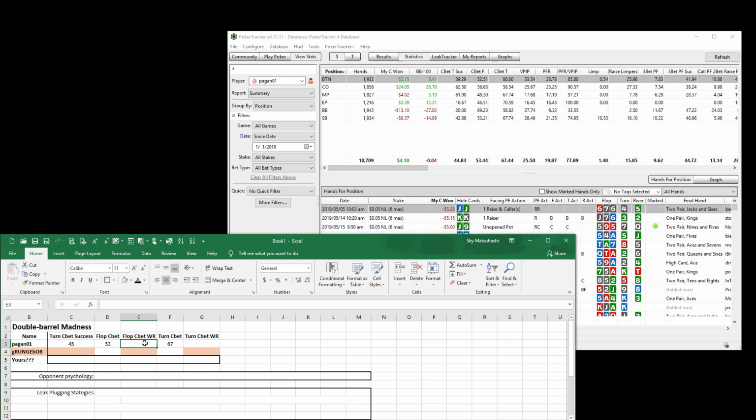Now, we'll take a look at win rates in just a little bit, but let me show you how much GrungeBob's statistics differ from Pagan.